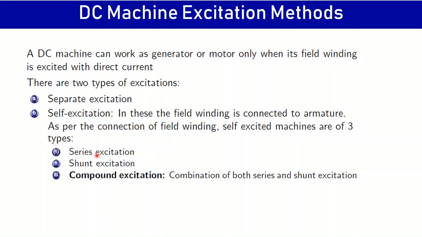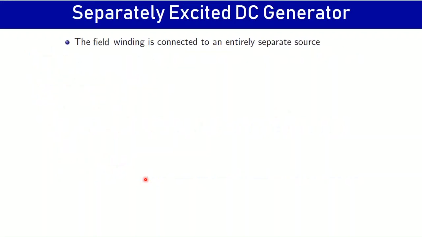If you connect them in series, then the excitation is called series excitation and the machine is known as a series machine. If you connect them in parallel, then the excitation is called a shunt excitation and the machine is known as a shunt machine. A compound excitation is a combination of series and shunt excitation.